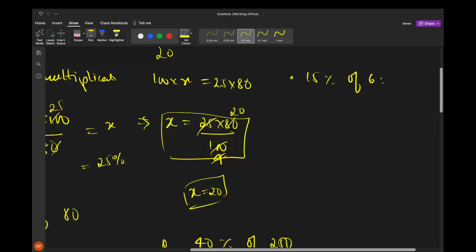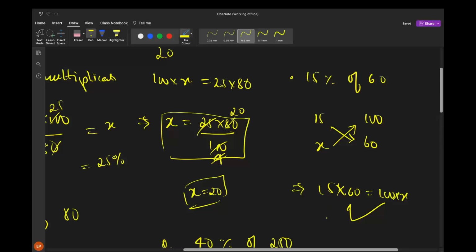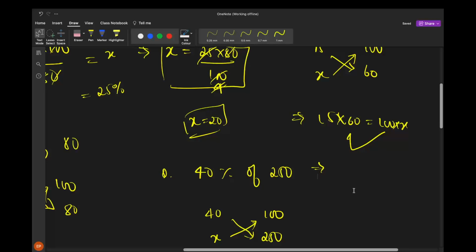15% of 60 means 15 for 100. How much for 60? That's it. Cross multiply, equate. 15 into 60 equals 100x. Since it is in multiplication, it comes to the denominator as division. That's it. 15 into 60 divided by 100 gives x.